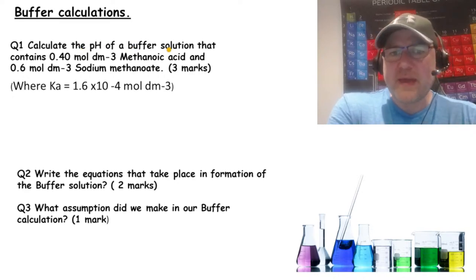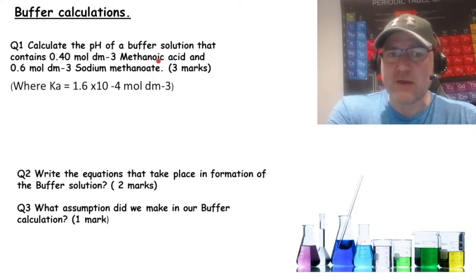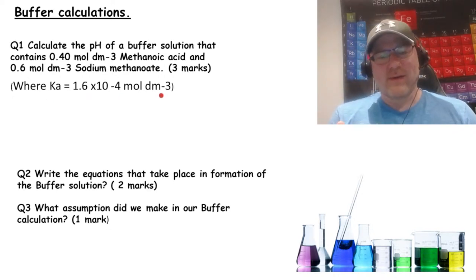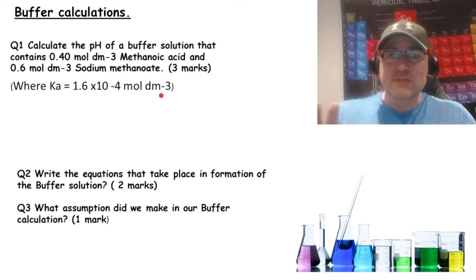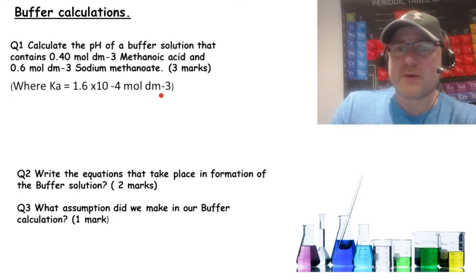So calculate the pH of a buffer solution that contains 0.4 mole per decimeter cubed of methanoic acid and 0.6 mole per decimeter cubed of sodium methanoate. Where the Ka is that? Come on now. I've never seen a question as easy as that on buffers in my whole 25 years of teaching A-level chemistry.